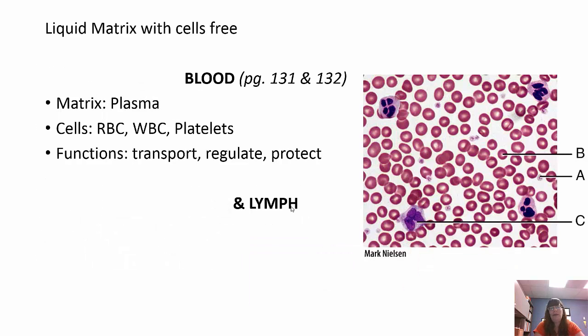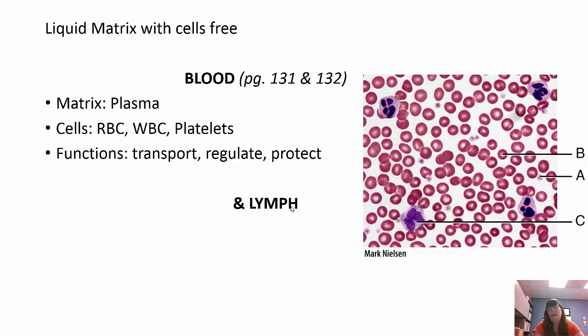Blood is another specialized connective tissue. It's actually a liquid connective tissue. The matrix is plasma. The cells are white blood cells, red blood cells, and platelets. It functions in transport, helps regulate everything, and protects.